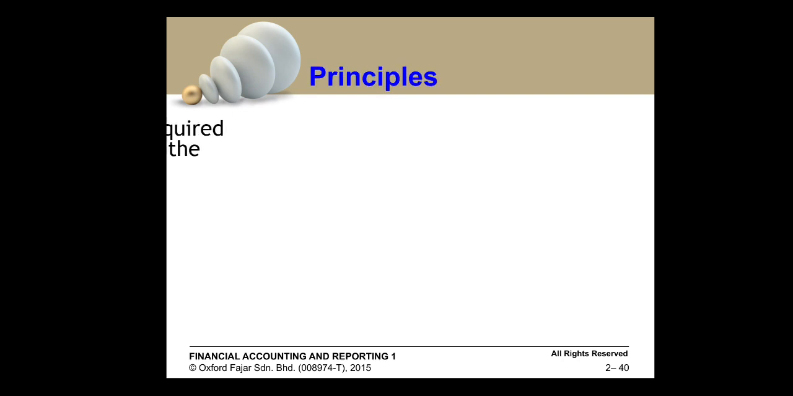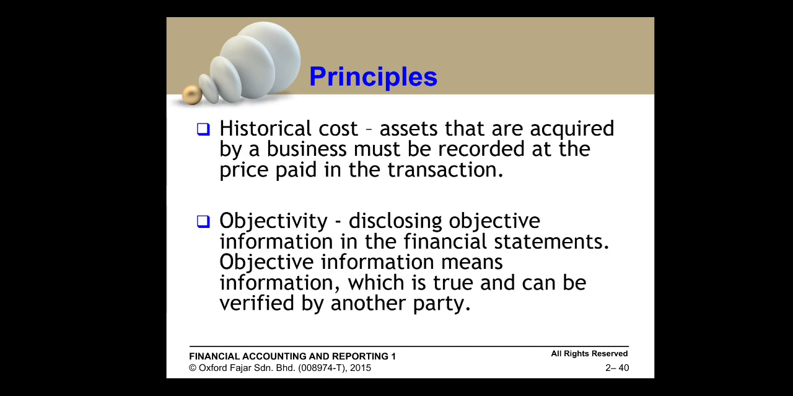Okay, now we have principles. The first principle that we have in accounting is called historical cost. Historical cost says assets that are acquired by a business must be recorded at the price paid in the transaction. So in accounting, you record the value of an asset at the purchase price, not at other value.